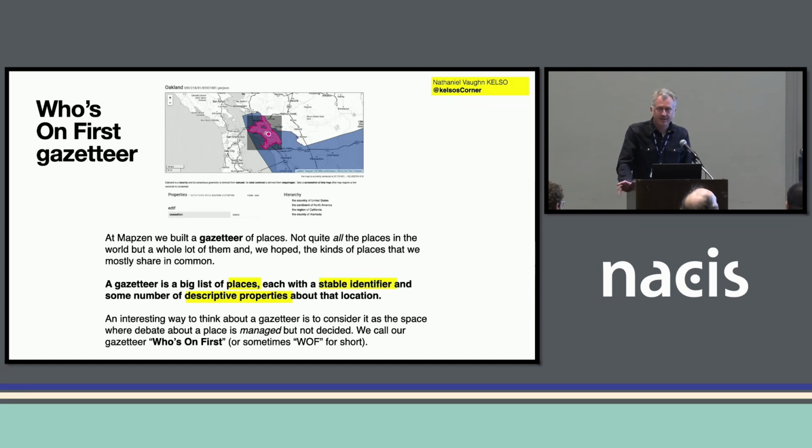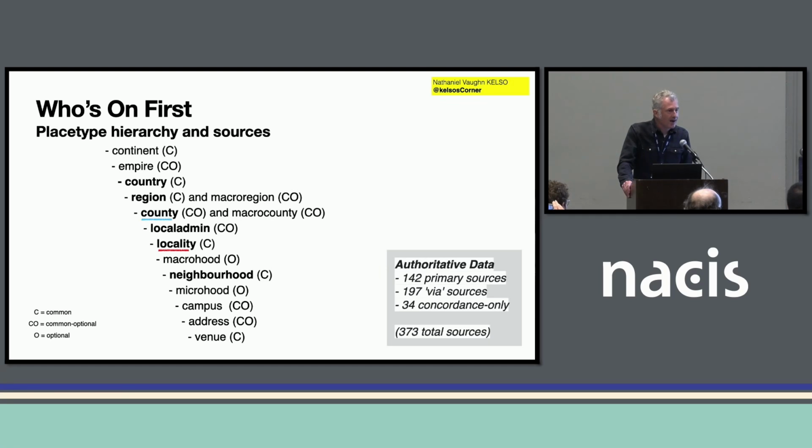At its core, it's just a list of places, a very big list of places, each with a stable identifier, so it's easy for computers to reference those places. And it has descriptive properties like Oakland, California, or Tacoma, Washington. Each of these places has a hierarchy. Tacoma is a locality, city, town, village. It exists in a county, a region, a country, and we aggregate sources from hundreds of different places, from US Census in the US to the equivalent national mapping agencies worldwide.